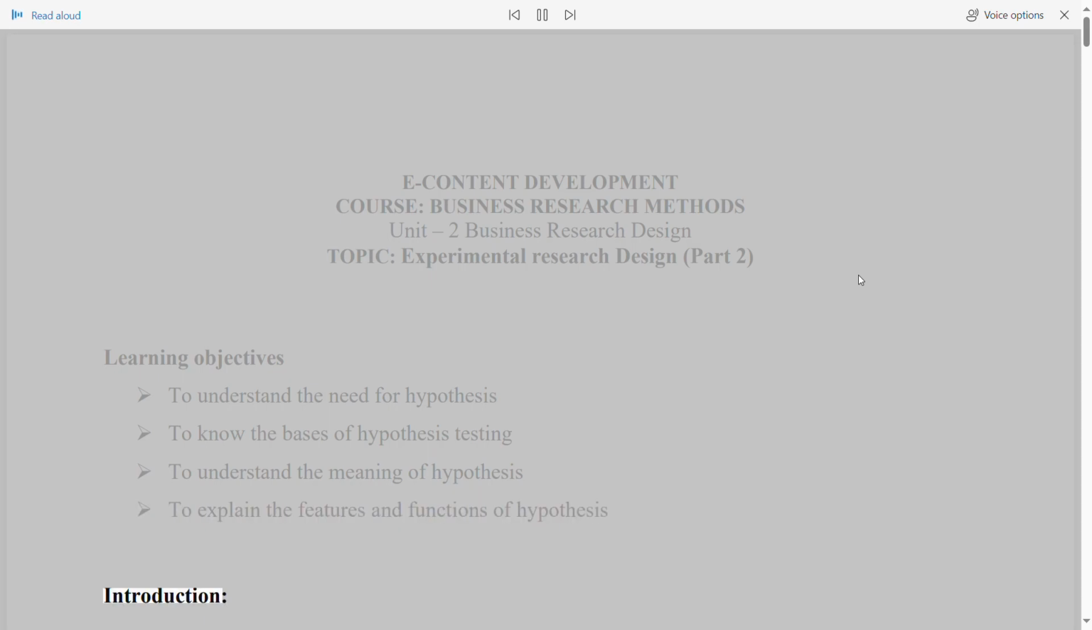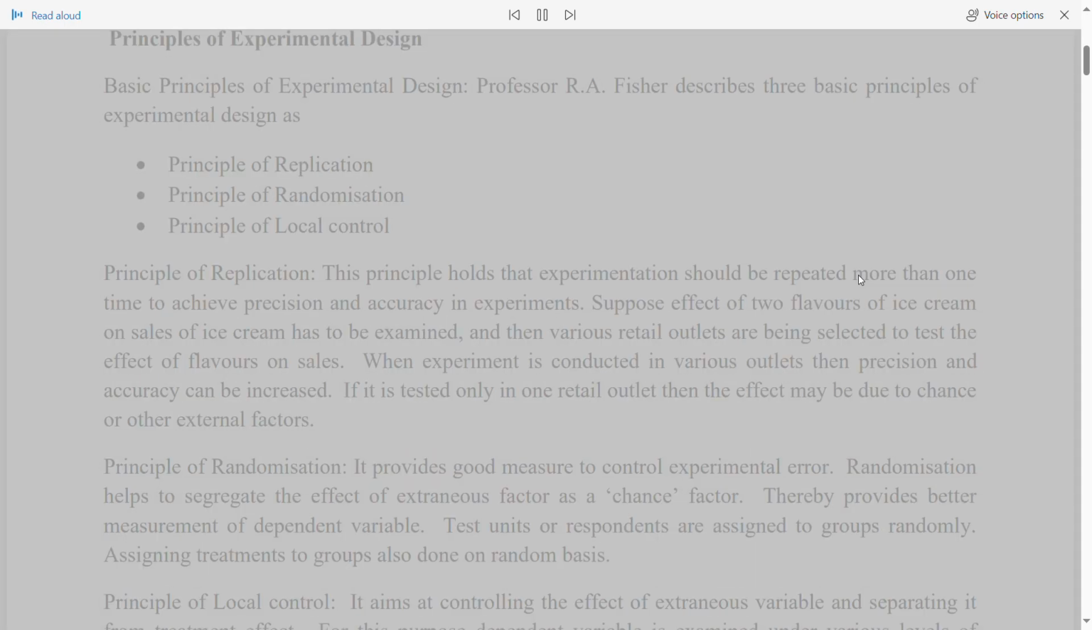Introduction. Principles of experimental design. Basic principles of experimental design. Professor R. A. Fisher describes three basic principles of experimental design: principle of replication, principle of randomization, and principle of local control.